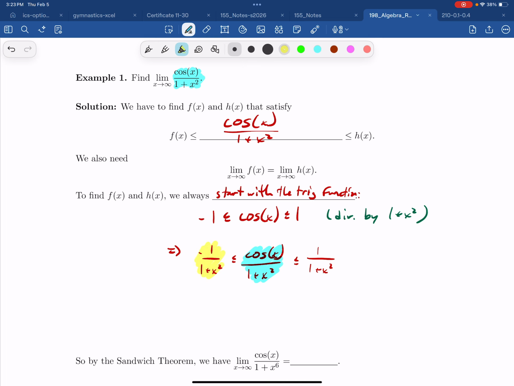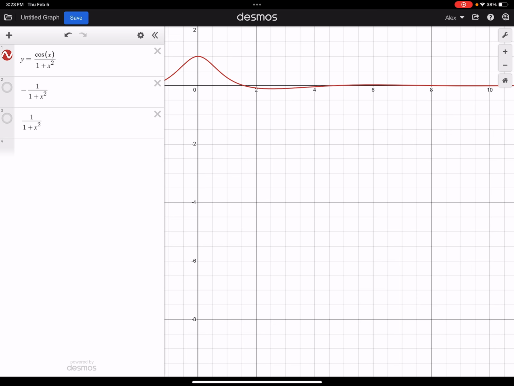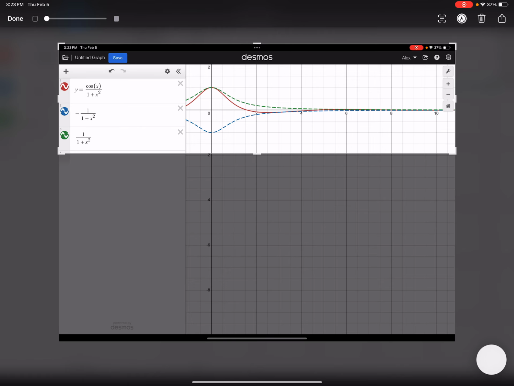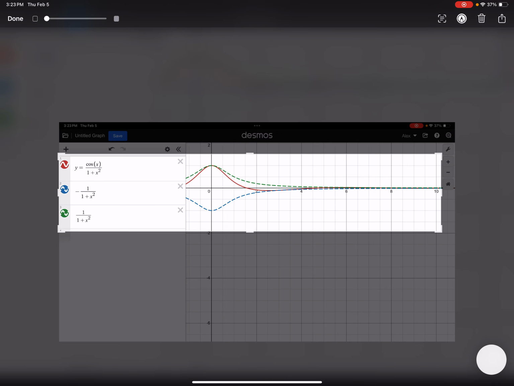Well, that means that this guy right here is the lower bound, f of x, and this guy right here is the upper bound, h of x. And you can see that this is true. If I go back to Desmos, remember I said to ignore those lower two functions? Well, unignore them, right? The blue one is the lower bound. The green one is the upper bound. And sure enough, that red function, which is our function of interest, is bounded by those two consistently. It is never greater than the green, and it is never less than the blue.